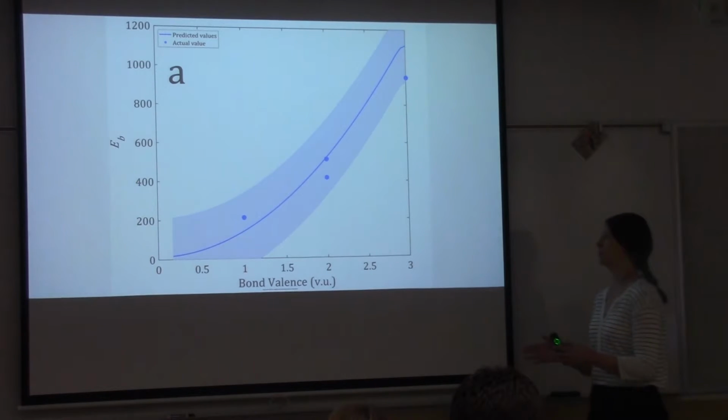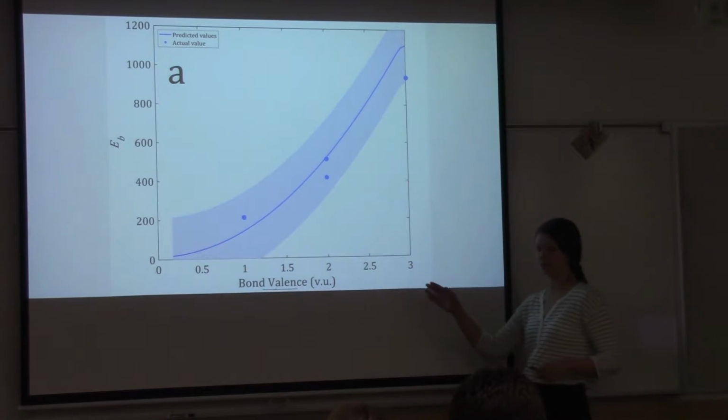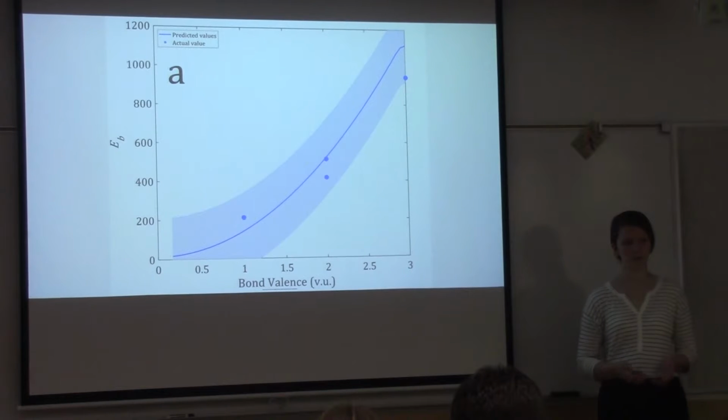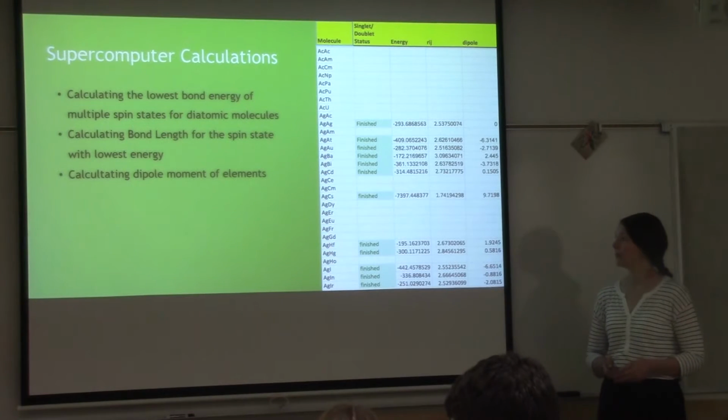And this is our predictive model based on bond valency, which is just information you can get from the periodic table. Right now the current model they have is accurate to within about 200 kilojoules. So it's good for noticing general trends, but not for making specific calculations. That's why we're running all these other diatomics, 10,000. It's every possible combination of two elements in the periodic table.